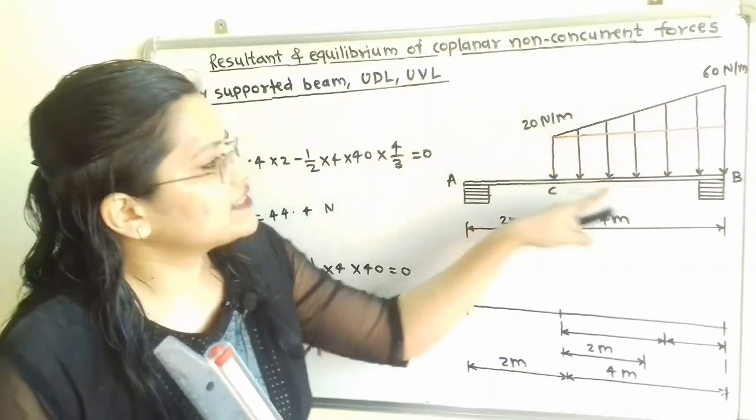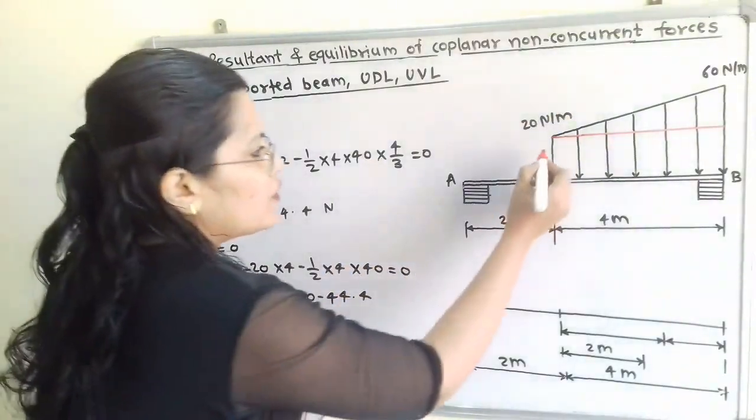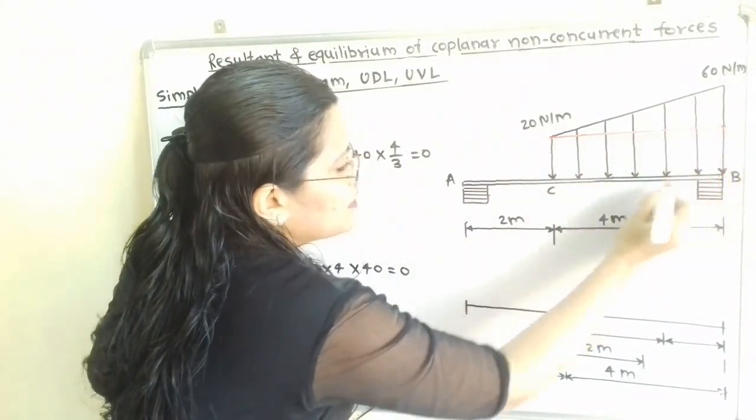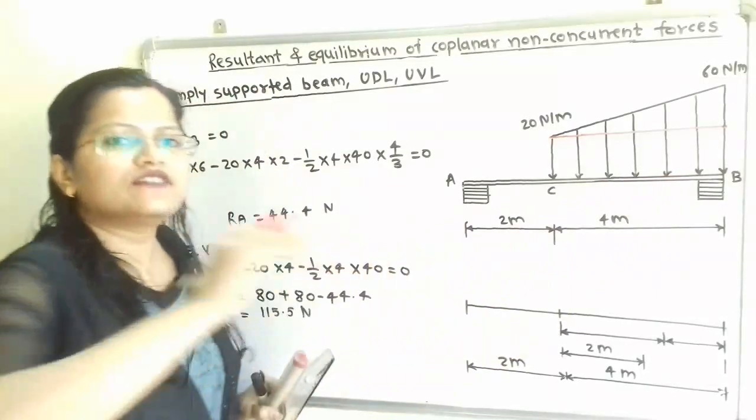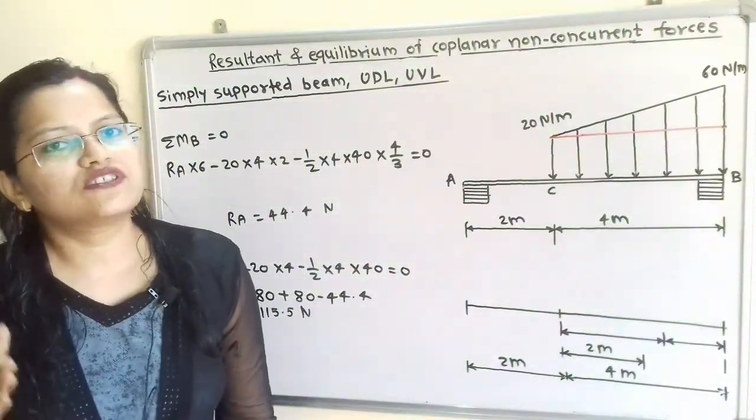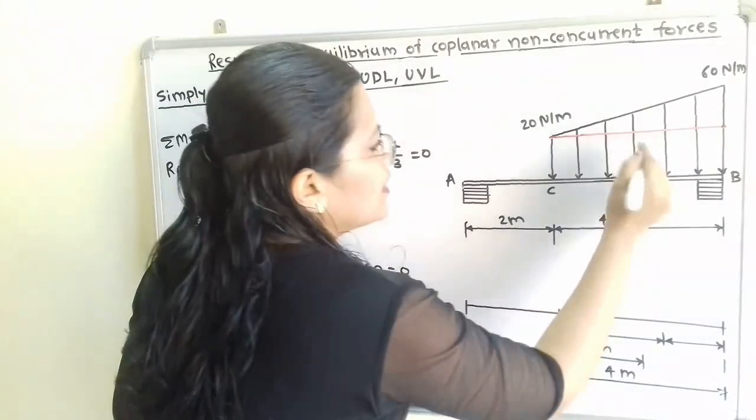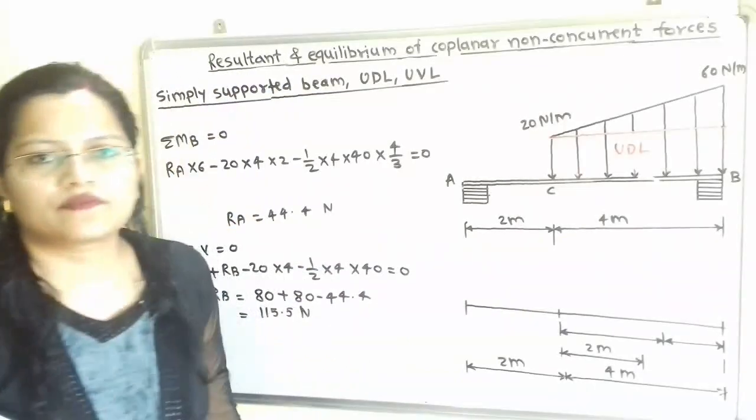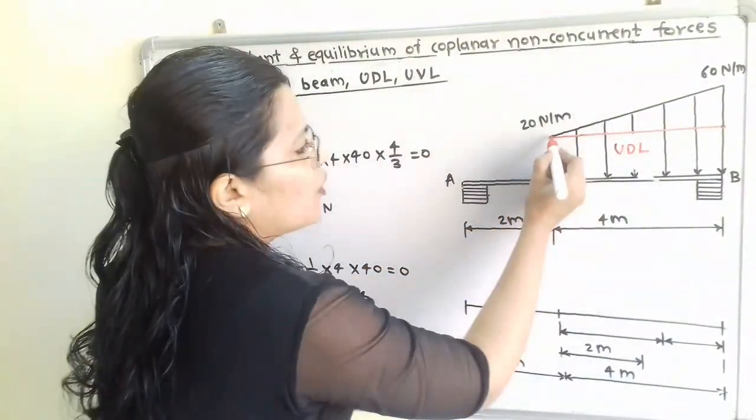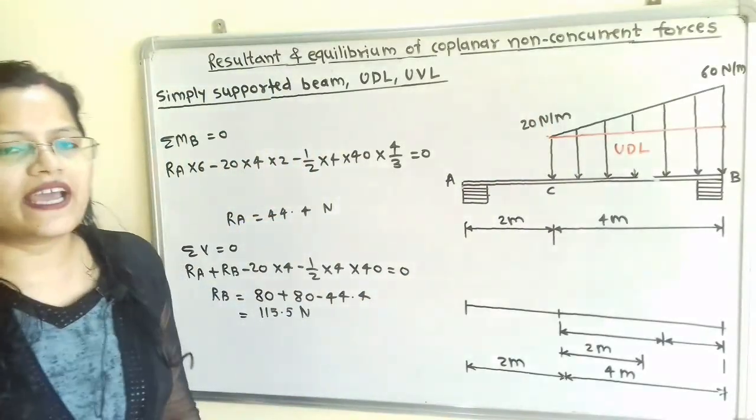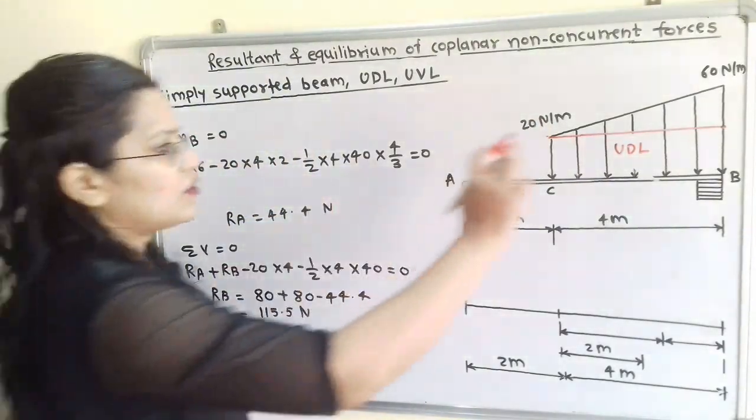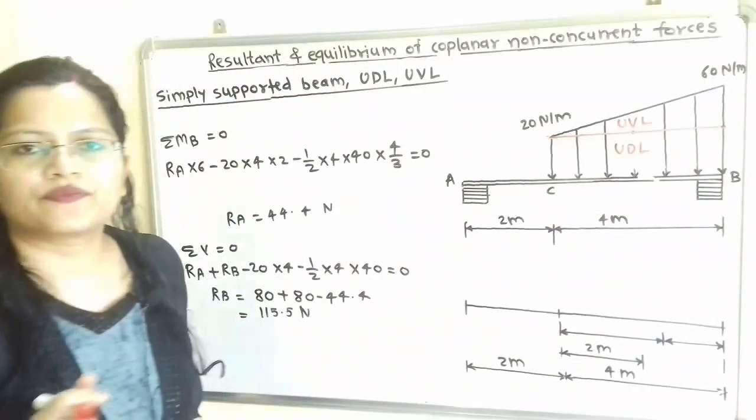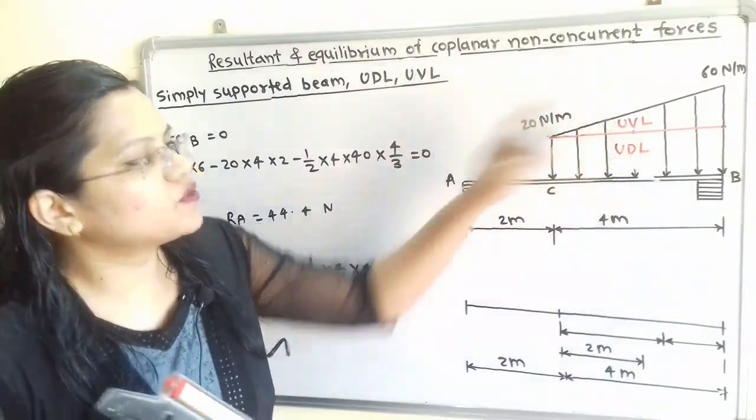Then this load is divided into two types. If we observe from point C to point B, the section below the red line is known as uniformly distributed load, that is UDL. And the section above this red line is known as uniformly varying load, so I will write here UVL. So we have to solve for these two types.